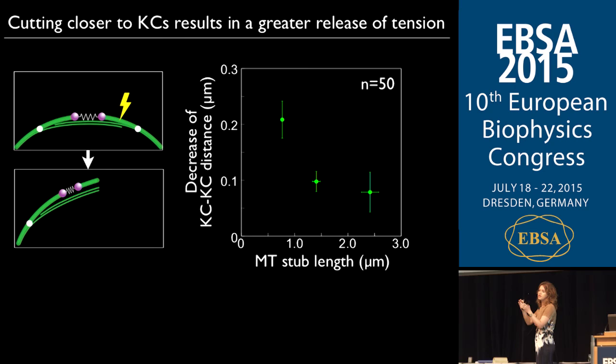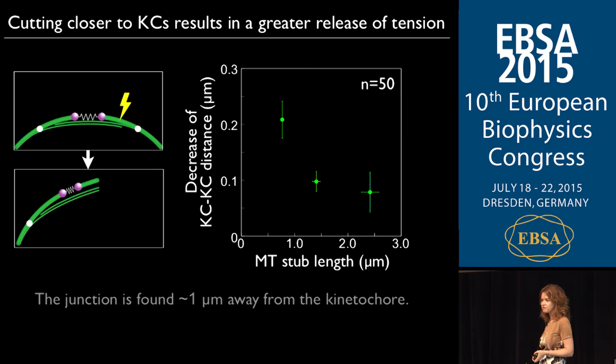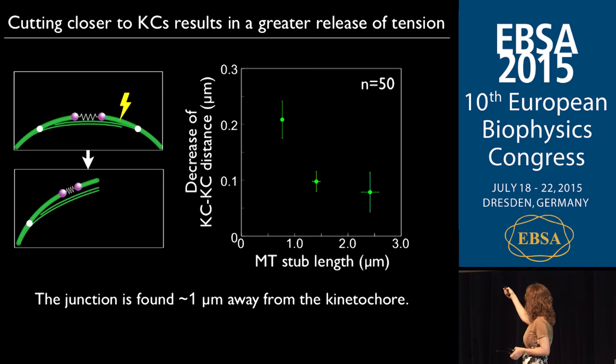And if the stub is longer, which means that the stub is still interacting with the bridging fiber, then the decrease in the interkinetochore distance is smaller. So this is consistent with our model, which predicted that the decrease in the distance, which is for us the readout of the decrease in tension, will be larger for cuts closer to the kinetochore than for cuts further away from the kinetochore. And we see a transition here at approximately 1 micron from the kinetochore.